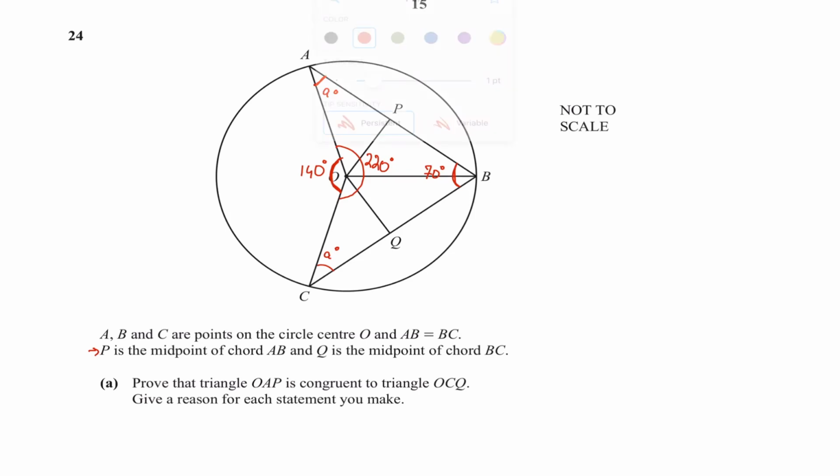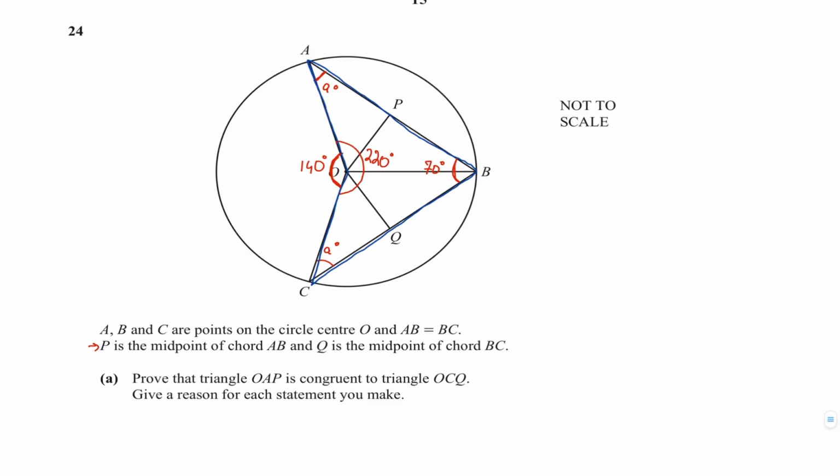So now I'm looking at a quadrilateral with 4 sides, and consequently 4 angles, and the sum of those 4 angles is going to be equal to 360 degrees. So here's what I'm going to do. A plus A plus 220 plus 70 is equal to 360 degrees. So 2A is equal to 360 minus 290. So 2A is equal to 70 degrees and A is equal to 35 degrees.